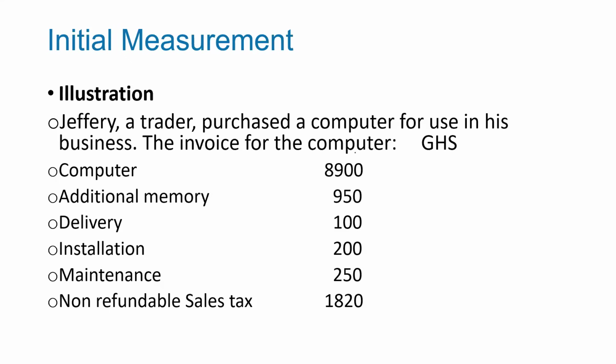Anyway, let's do it together. The computer purchase price of 8,900, should it be part? Yes, no. Yes, so it should be part. Additional memory of 950, should it be part? Yes, no. Additional memory.